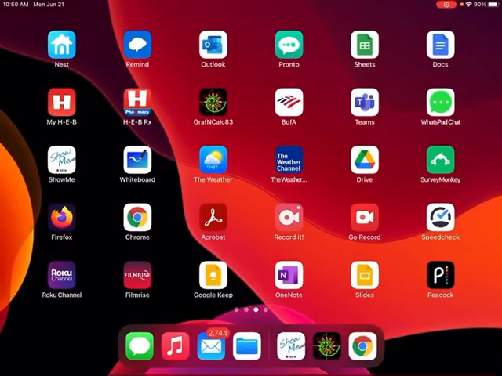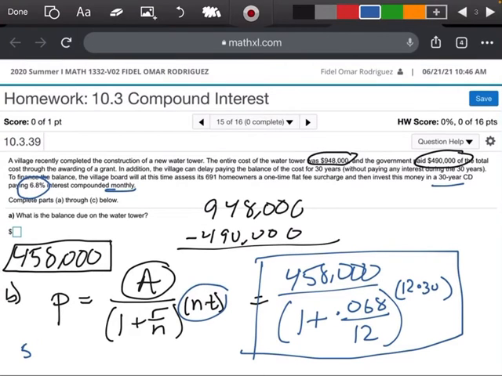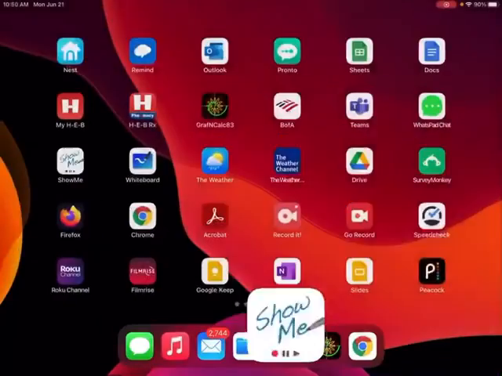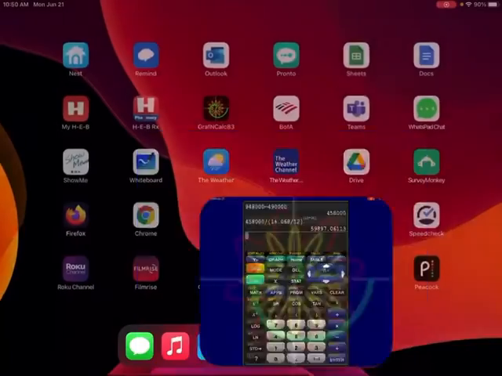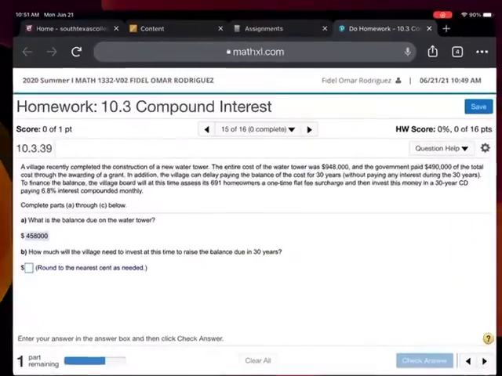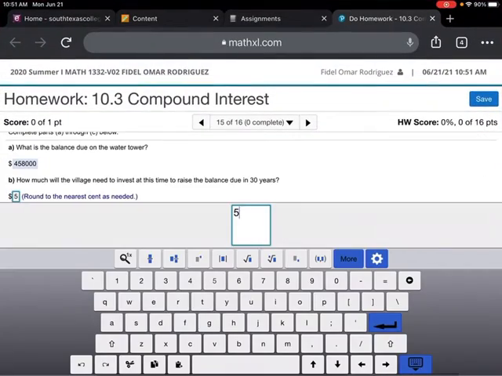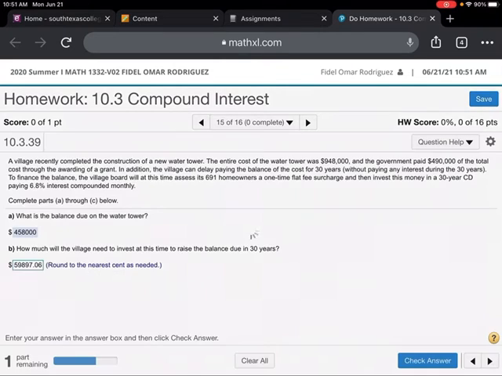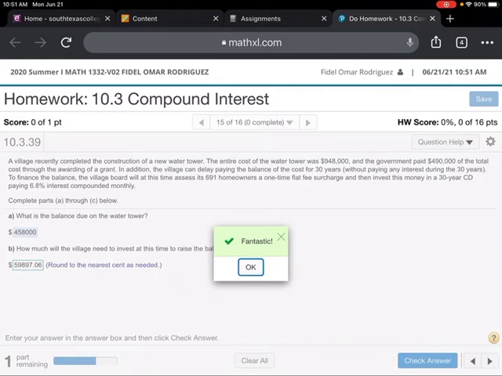Okay. And so right now the number that I'm coming up with is 59,897.06. Let me double check. 897, and 6 cents. Okay. So now I'm going to enter that in my lab. 59,897 and 06. Enter that in. Perfect. So we got that part done.